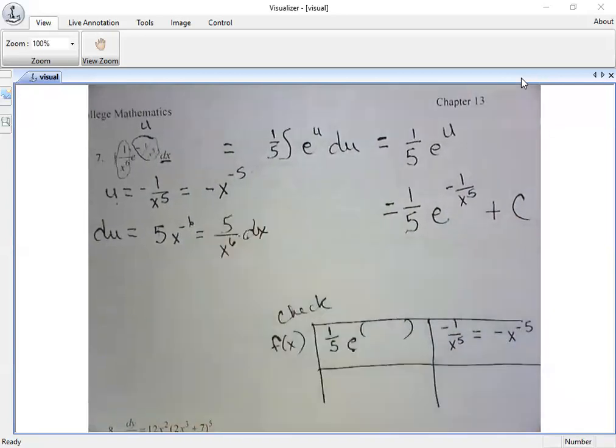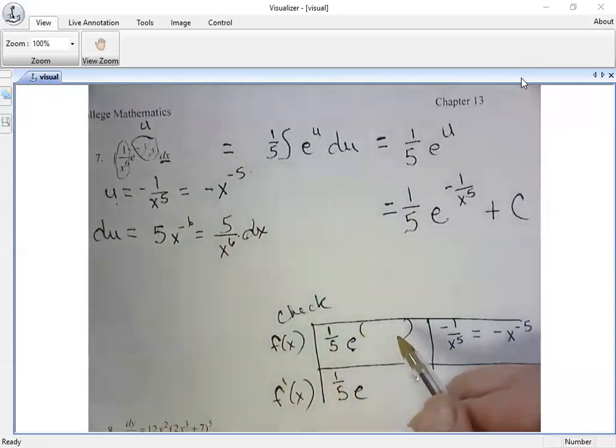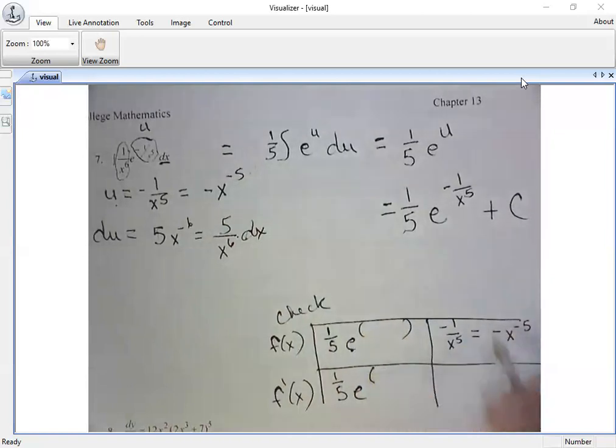Because we did that up there. All right, let's differentiate. I get 1/5 e to the something, because I know when I differentiate e to the something, it's just e to the something. And that something was -1 over x to the 5th, dot, now differentiate -x to the -5. 5x to the -6.